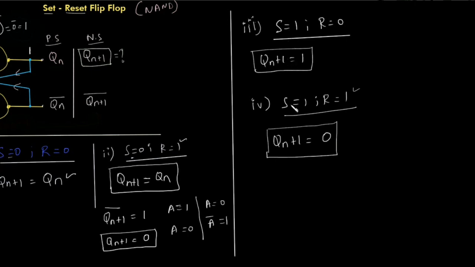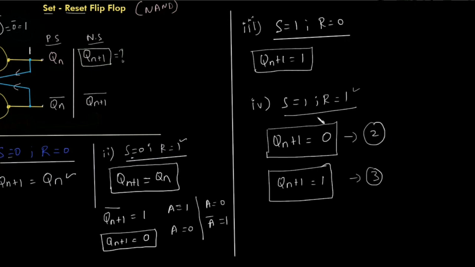So Qn plus 1 according to case study number 3, I'll just put it here. This is from case study number 2, and this is from case number 3, right? So both these cases combine in case number 4. So in this case number 4, you are exciting S and R. S is equal to 1 and R is also equal to 1.